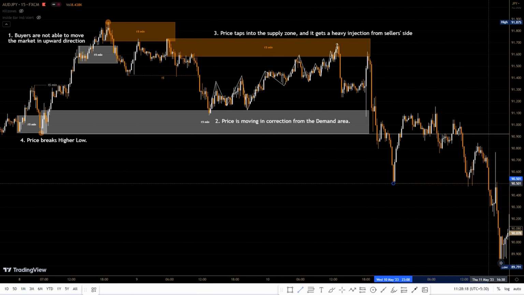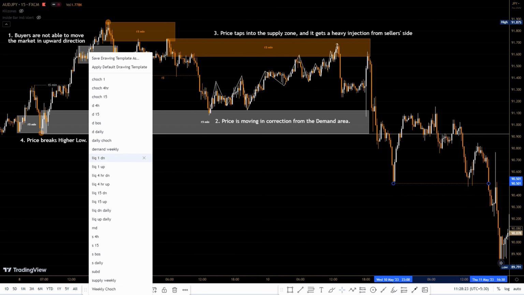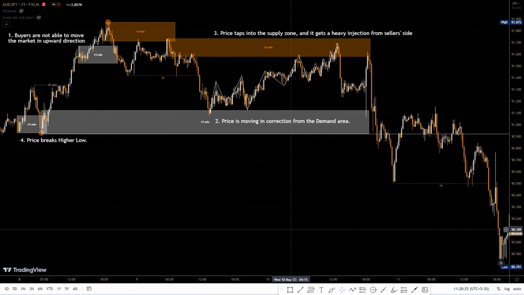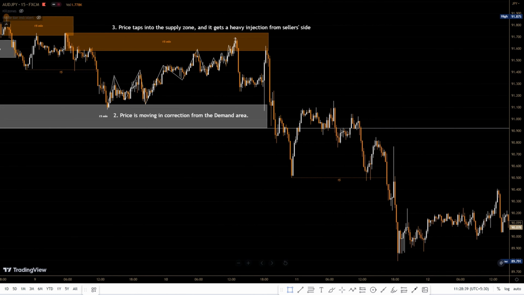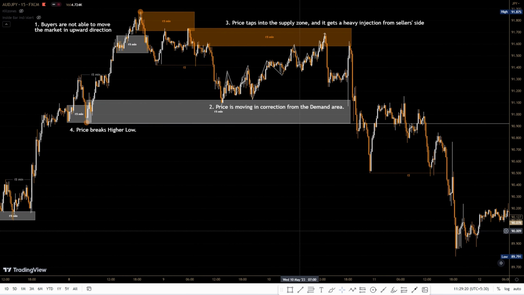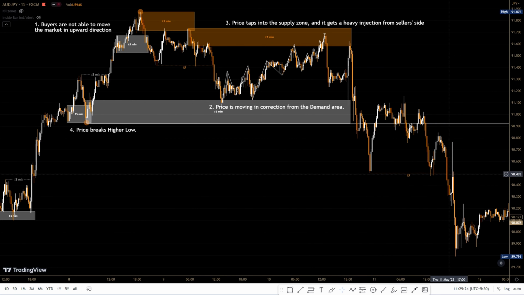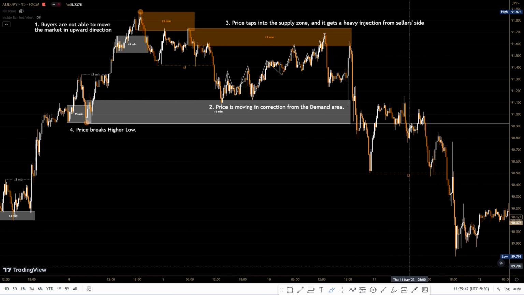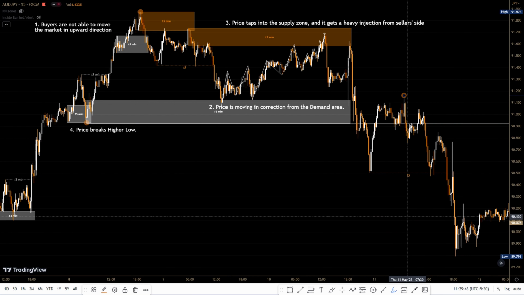This is my supply level which is broken at this point. So this is my supply, broken, supply for 15 minutes, right? So now we can see that the supply is respected, and at this time price breaks the structure. So if I draw the supply area, this is my lower high exactly at this point. This is my lower high, and this is my lower low.